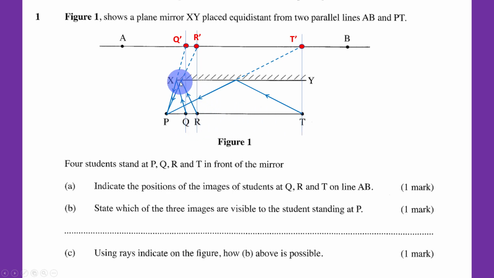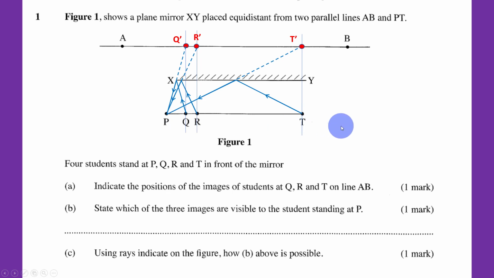But if this mirror was up to some point here, we would see that it's not possible to draw a line from here all the way to here and have it reflected by this mirror. This ray is reflected just at the edge of X. So it is possible to see the image of student Q.